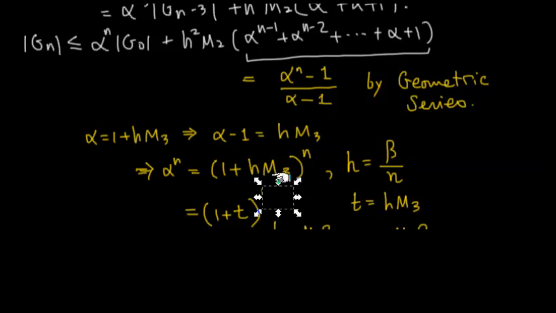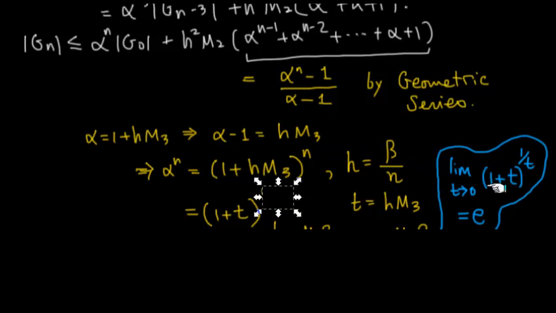If this is going to be called t, I'm substituting h times m3 with t, and we use this result, 1 plus t raised to the 1 over t as t approaches 0. So let me write it down over here. Okay, I wrote it there. What I'm talking about is the standard definition of e. The way e is defined historically, I think, is this 1 plus t raised to 1 over t. If t approaches 0, that 1 over t is going to infinity. So this one converges to 2.718 and so on.